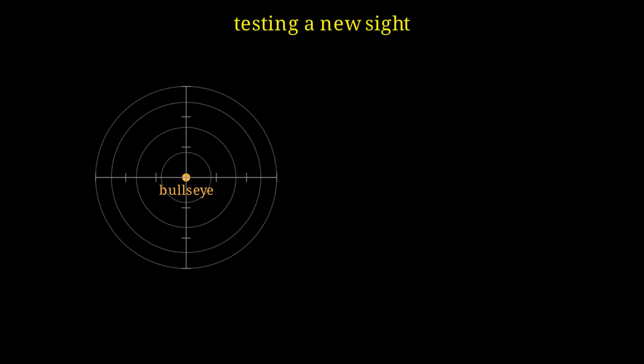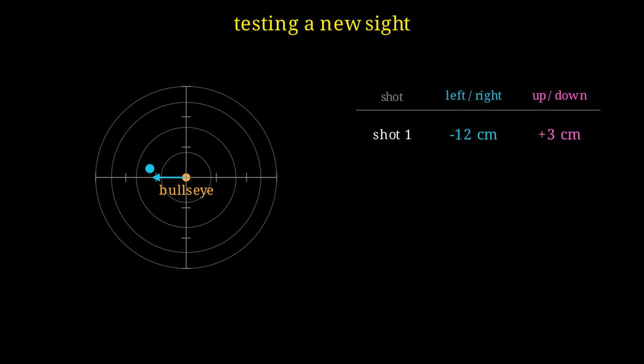Imagine that we are testing a new site. We fire at the bullseye many times, not merely to count hits, but to diagnose the pattern of the misses. Start with one shot. It lands 12 centimeters left and 3 centimeters above the bull's-eye. The log keeps those two measurements in one row.